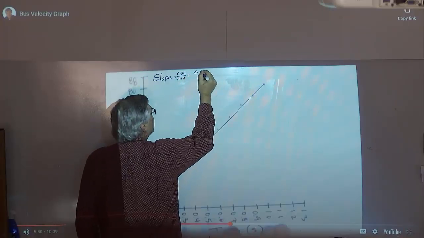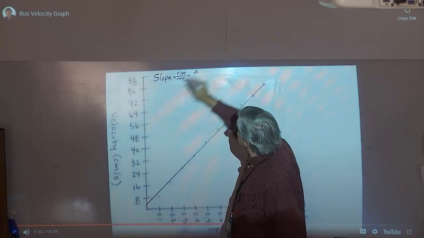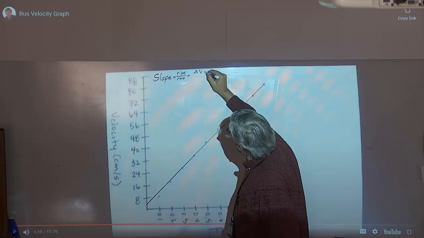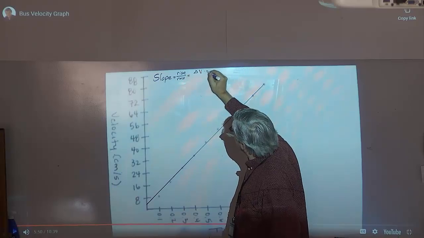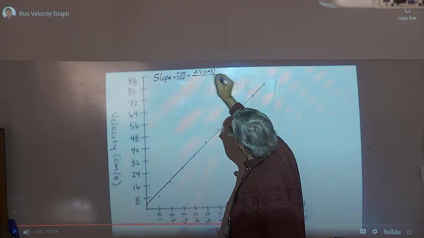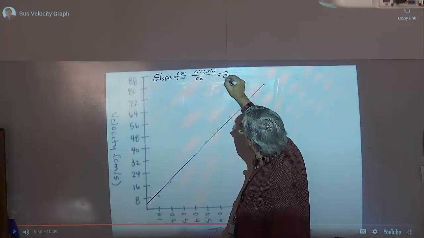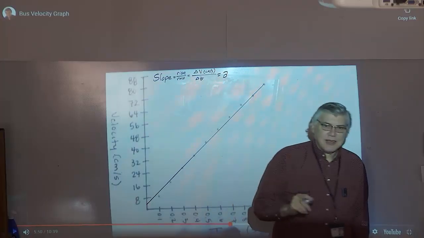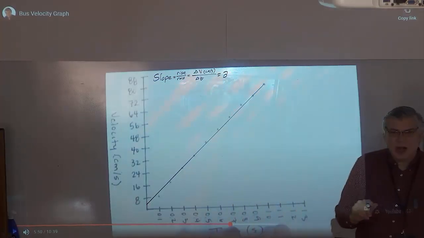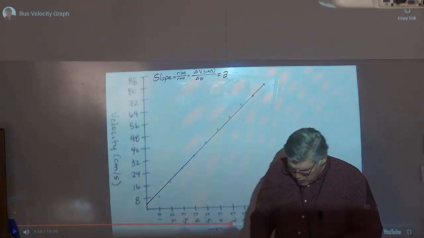The rise is in centimeters per second. That's the change in velocity. Centimeters per second divided by the change in time, that's equal to acceleration. That's acceleration. All right?